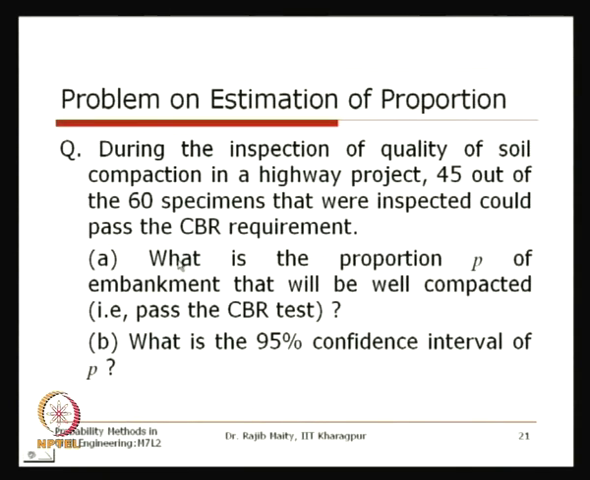So, the first question: what is the proportion p of the embankment that will be well compacted, that is, pass the severe test? This is the point estimation, and as we have seen, the point estimation is just the ratio of the number of successes divided by the total number of specimens. So, that we can estimate. And the second thing is, what is the 95% confidence interval of that p? For that, we have to use the standard normal distribution.